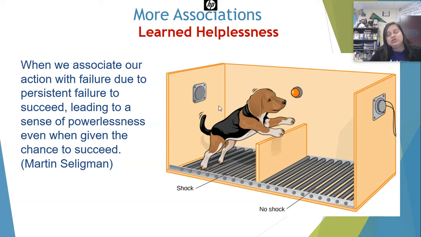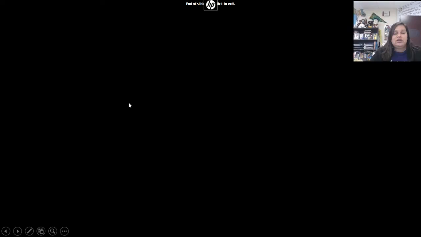In the experiment, there were dogs who had been shocked and couldn't do anything about the shocks. But then later on, when they were in a situation where they were shocked, but they could get out of it, like in this case, this little beagle could just jump over this wall, the ones who had been shocked earlier with no way out didn't even try to get away from the shocks because they had learned to be helpless. We'll go in depth in that little experiment some more in class.